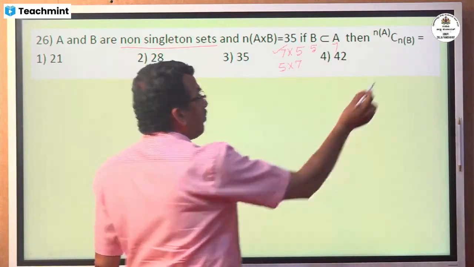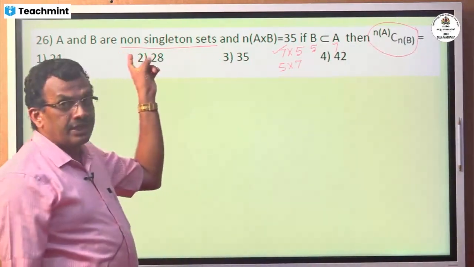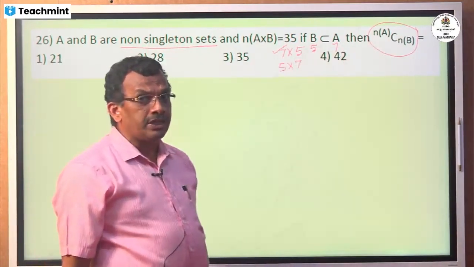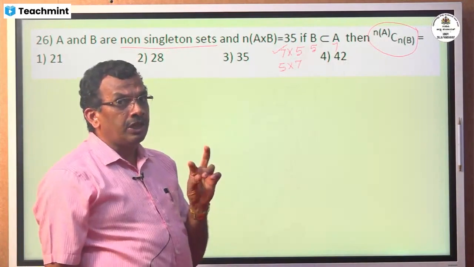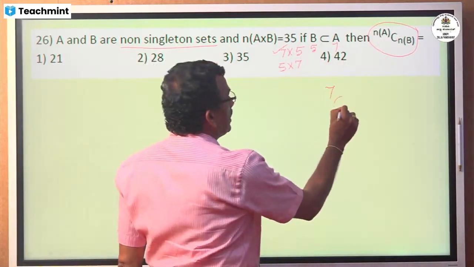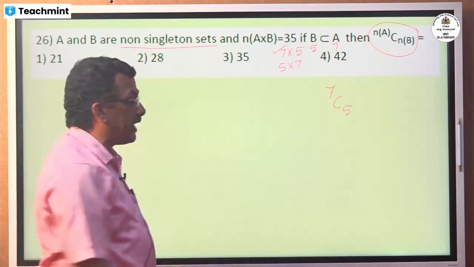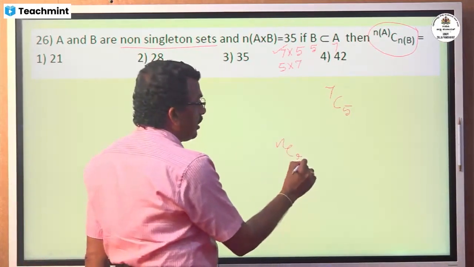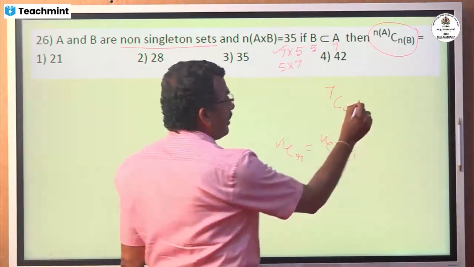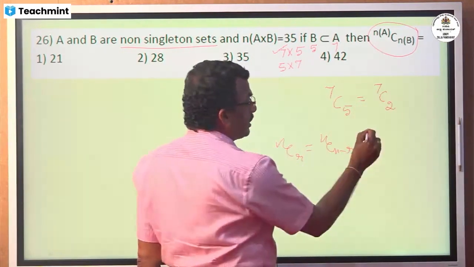Then the required is correct. Observe, the problem started from sets and is concluding with combination. Combination chapter, one question with 2 different chapters. So n of A is 7, n of B is 5. Property of the combination says that nCr is also equal to nC(n minus r). So 7C5 can also be written as 7C2. What is 7C2?